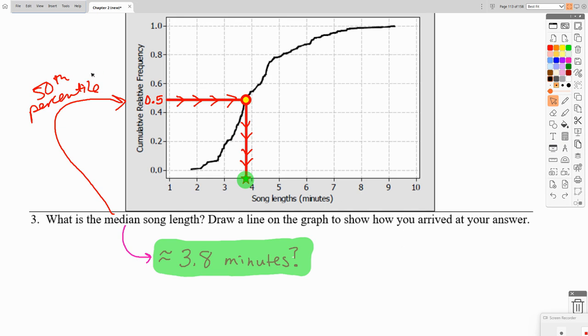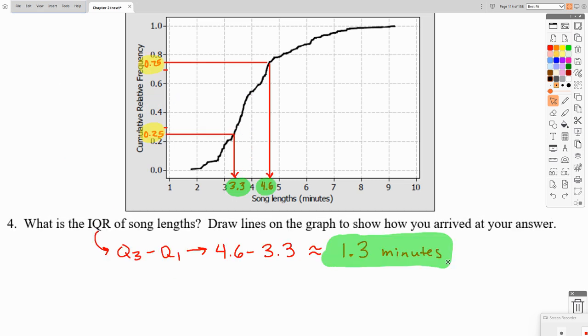So median, 50th percentile, I would have to kind of estimate where is 0.5, because that would be the 50th. And I go over until I hit the ogive, hit the graph, drop vertically straight down. And I can see it's somewhere between 3 and 4, closer to 4 than it is 3. I estimated, I don't know, maybe it's 3.8 minutes. As long as you gave me a number somewhere around that 3 to 4 value, or depending on how you drew your lines, as long as I could see that you're coming from the 50th percentile, you're hitting the graph and you're dropping down, as long as you gave me a good estimation, then you would get the full credit for that.